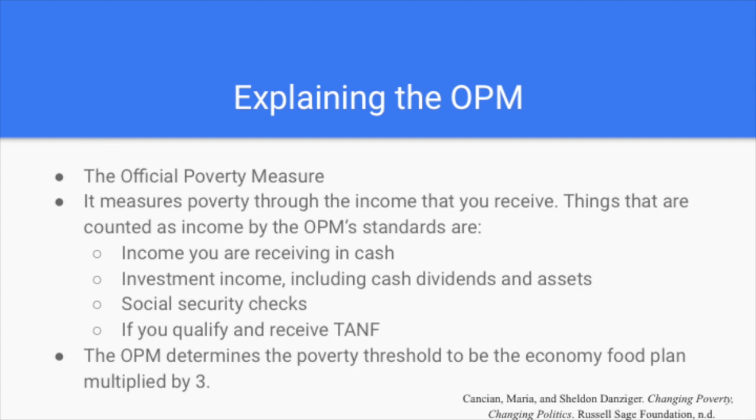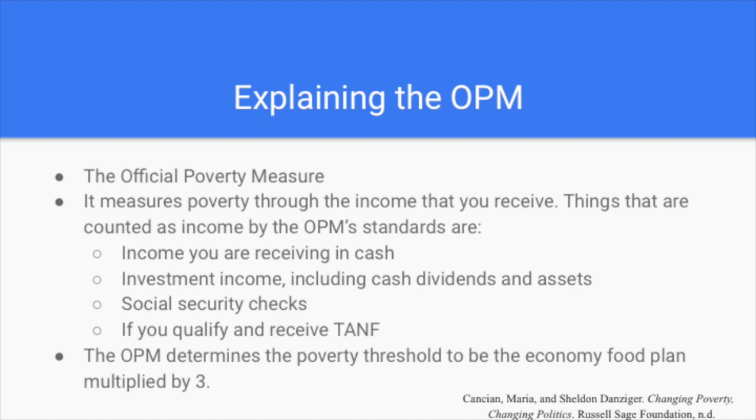The lack of capabilities, like in the previous map, are not always taken into consideration when measuring poverty. The official poverty measure, for example, does not include capabilities or functionings at all. The OPM stands for the Official Poverty Measure. This was one of the first ways of measuring poverty in the United States. It measures poverty through the income that you receive.